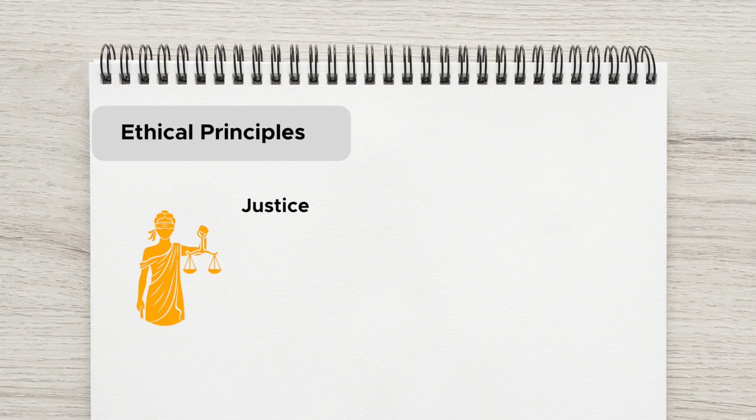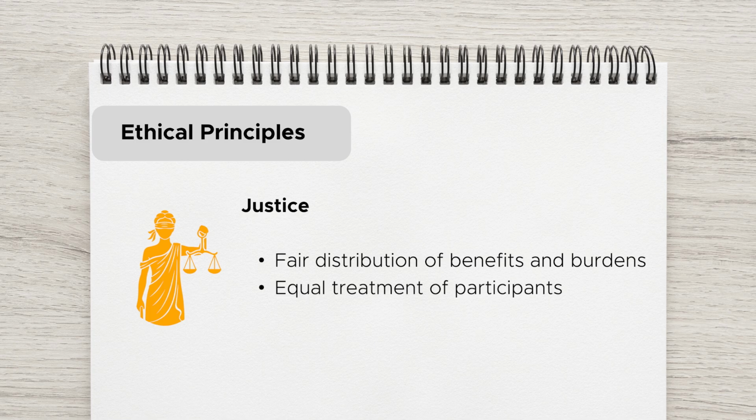The third key pillar of experimental ethics is justice. What it says is there should be a fair distribution of the benefits and the burdens. There should be equal treatment of all participants, and there should be no exploitation of vulnerable populations. The Belmont Report, as I mentioned earlier, was published in 1979 and forms the foundation of modern research ethics.